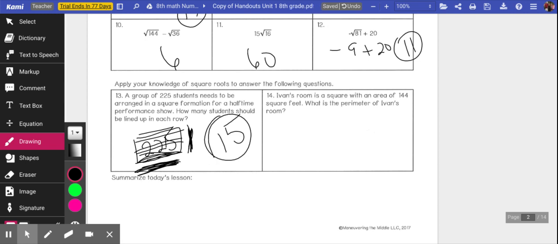Ivan's room is a square with an area of 144. What is the perimeter? Ooh, this is a tricky one. So it's kind of a two-stepper. First of all, if the area is 144, we know that 12 times 12 is 144, or we take the square root of 144. And then since we know that each side is 12, the perimeter is going to be 12 times 4. But we had to find that 12 first.